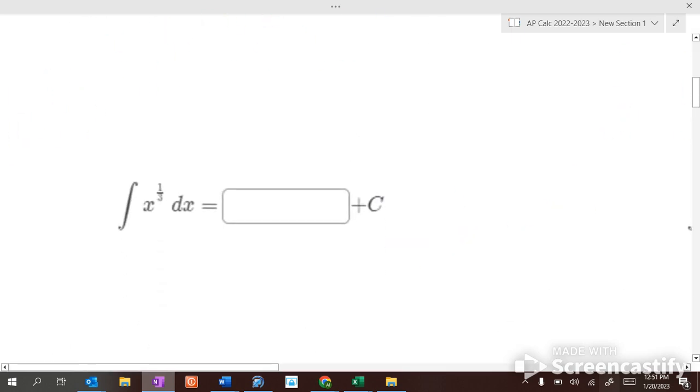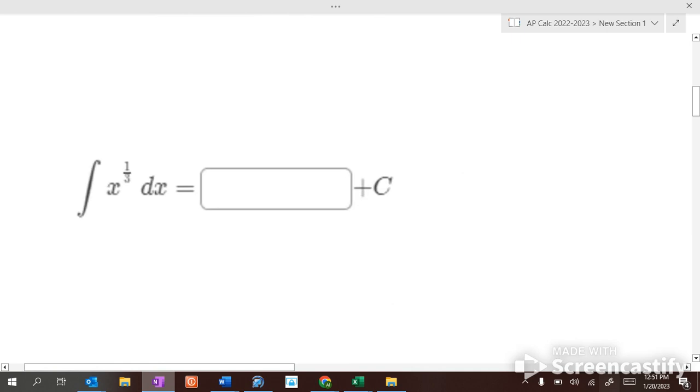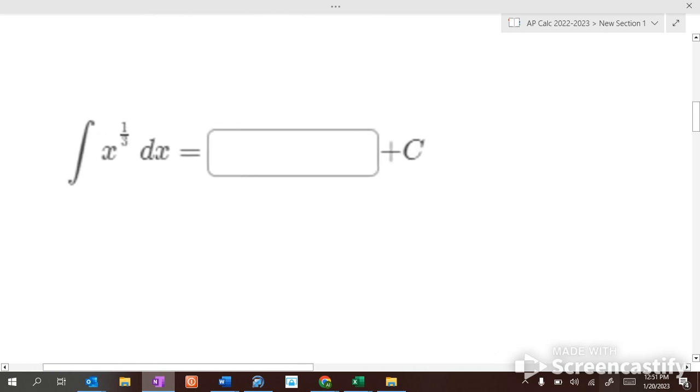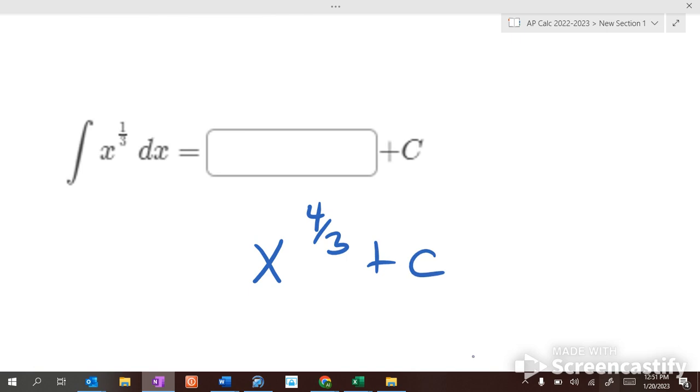Okay. All right. So now let's look at fractional exponents. No, don't start with the coefficients. Start with the exponent. x to the 4/3. So what would get rid of 4/3? 3/4. So it's 3/4 x to the 4/3 plus c. It's the reciprocal.